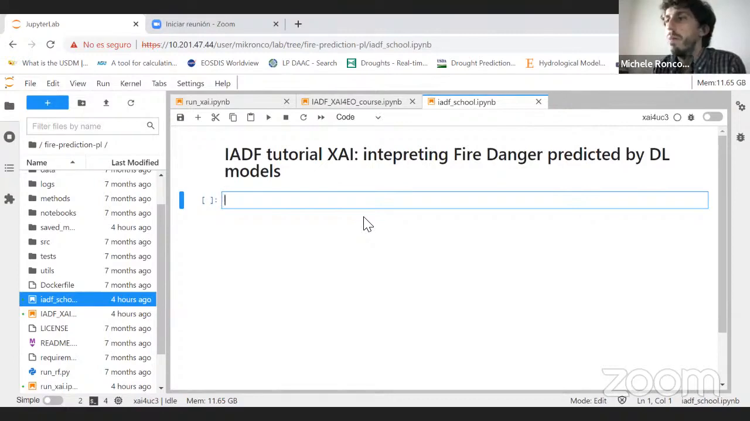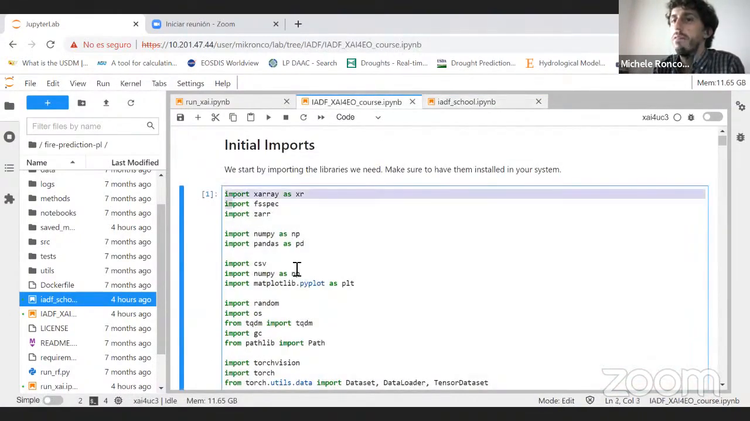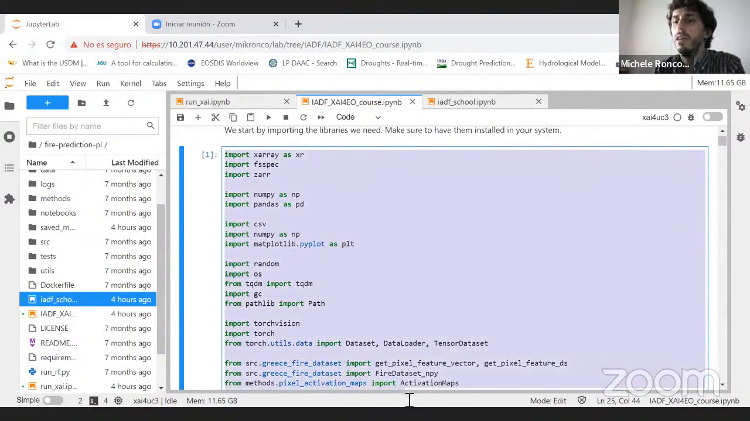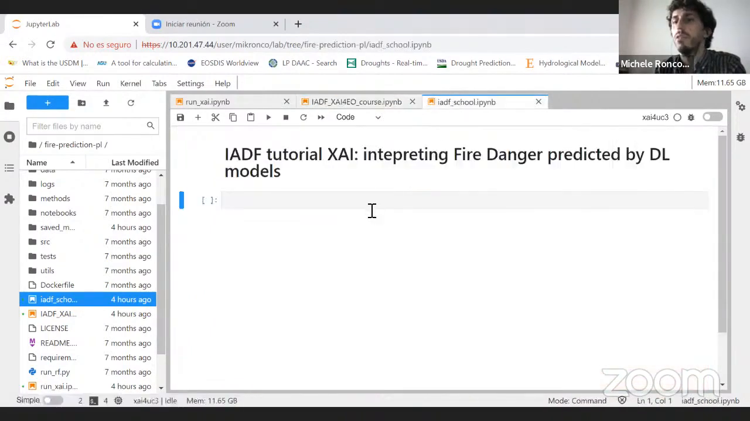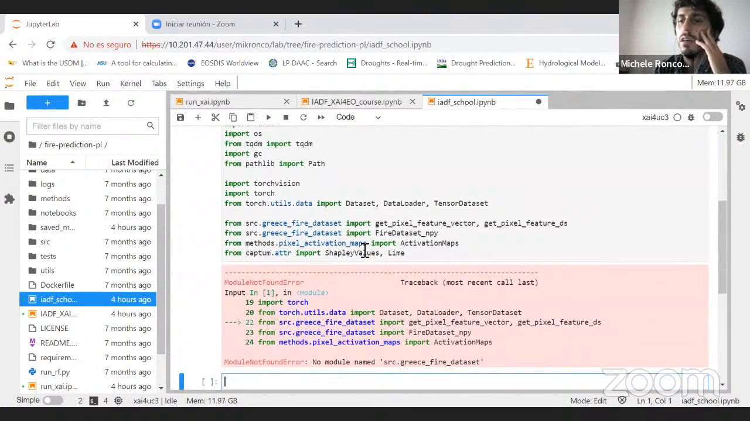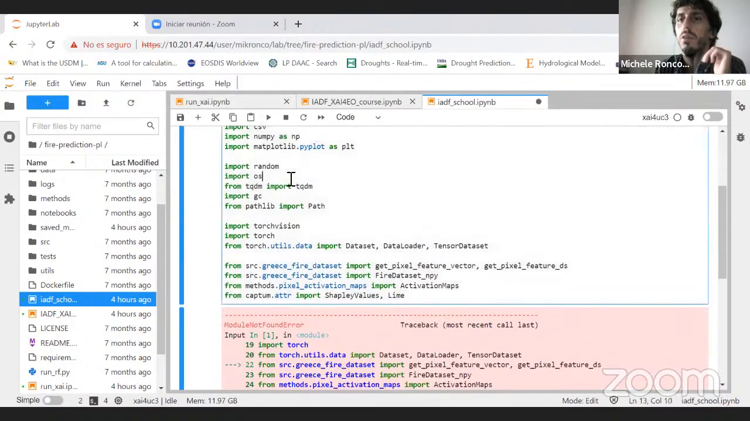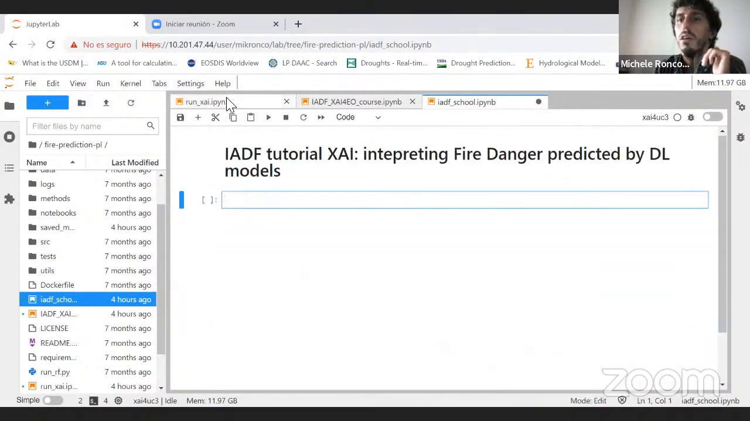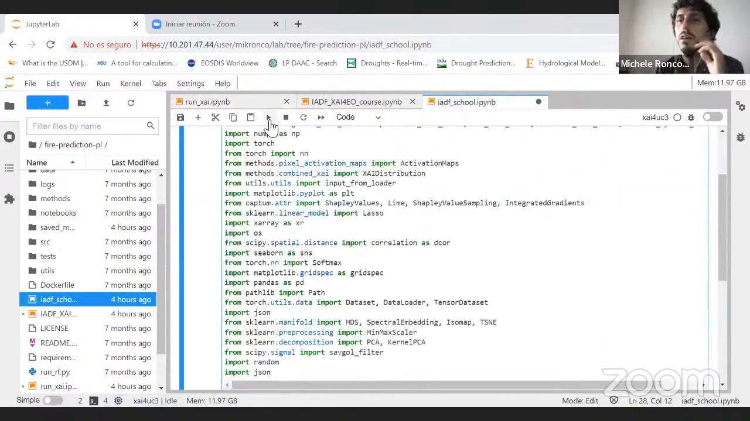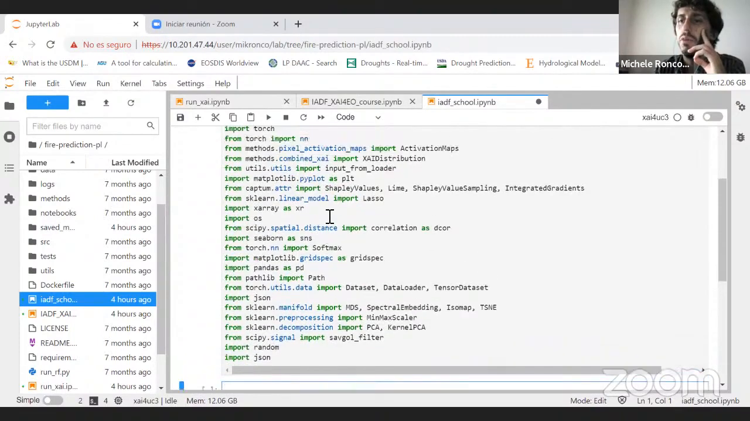packages. But in Python, there is also a very nice library called Captum, which contains most of the explainability methods that we have discussed today. So as a first thing, let's import the libraries that we need for this tutorial.